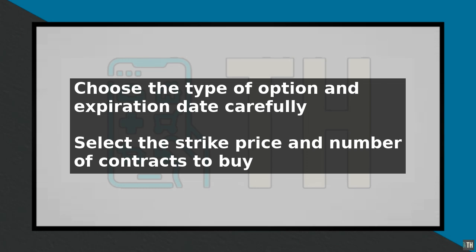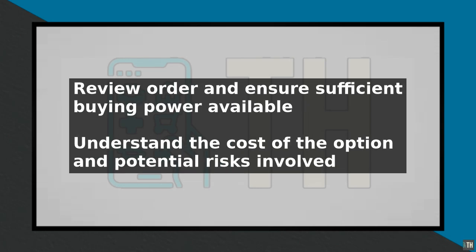It is essential to understand that each contract represents 100 shares of the underlying stock. So you will need to multiply the number of contracts by 100 to get the total number of shares. Before you place your order, make sure you have enough buying power in your account to cover the cost of the option. The cost of the option is also known as the premium, and it is the price you pay for the option contract.